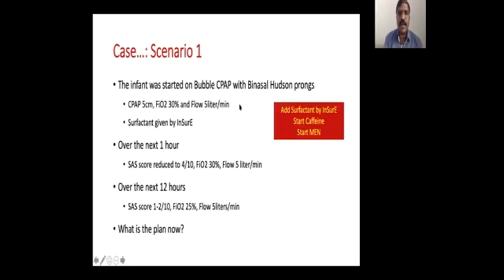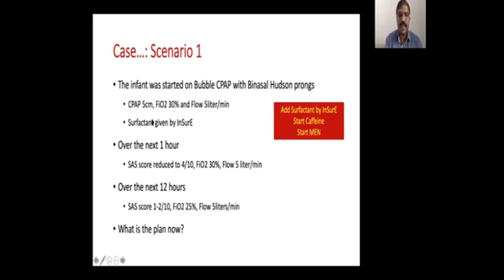So the infant was started on bubble CPAP with binasal prongs with a pressure of 5 centimeters, FiO2 30%, flow rate of 5 liters per minute, and the X-ray was done. Since the X-ray was showing RDS, what these people have done is, since the baby is requiring CPAP, it's a preterm baby, apart from giving CPAP, they give surfactant. So one method is increasing pressure, the other method is adding surfactant. So early surfactant with early CPAP will help in improving the outcome of CPAP babies.